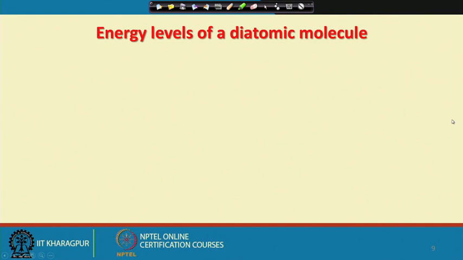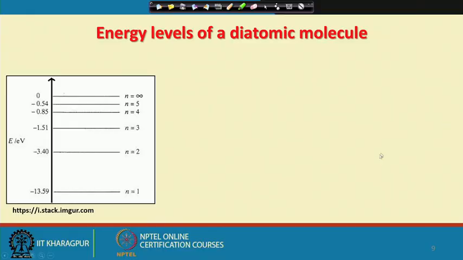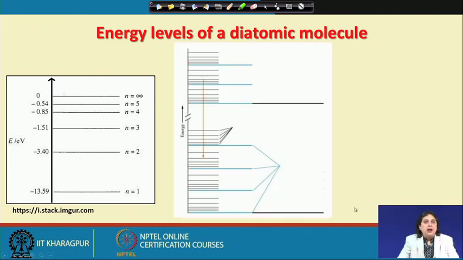Okay, so we will start by reminding you about the energy levels of a diatomic molecule. If you look back, this was what we saw as the energy level diagram for a monatomic molecule, an atom which is constituting the monatomic ideal gas. In contrast, if I look at the energy level diagram for a diatomic molecule, as you see, this is a lot more complicated.